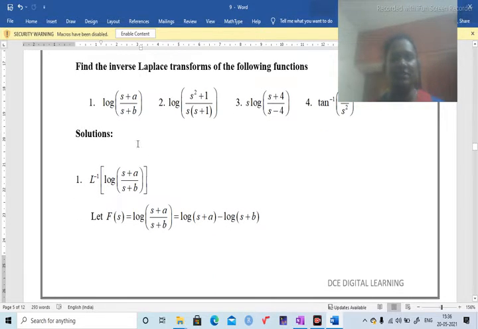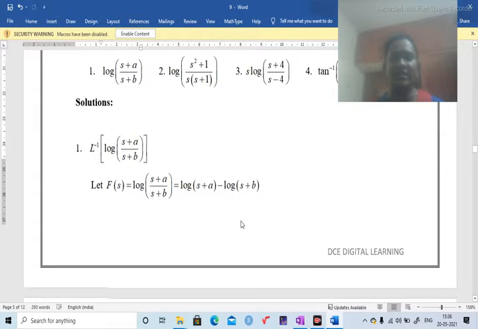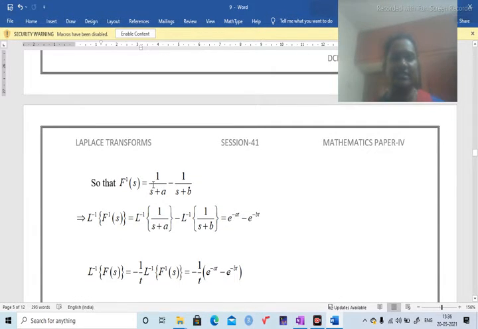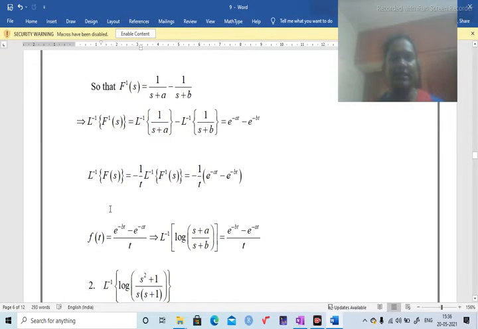Next set of questions. Now I am going to find out L inverse of log of (s plus a) by (s plus b). F of s equal to log of (s plus a) by (s plus b), which is equal to log (s plus a) minus log (s plus b). F dash of s equal to 1 by (s plus a) minus 1 by (s plus b). Apply L inverse both sides. Here plus a is there, that's why minus a. Here plus b is there, that's why minus b. So again L inverse of f of s equal to minus 1 by t into L inverse of f dash of s. This is the formula.